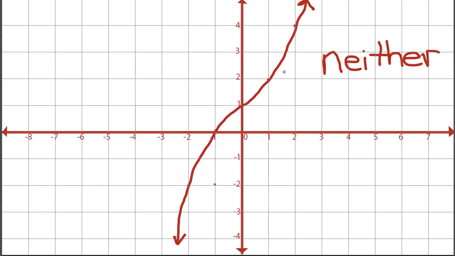So in order to determine even and odd, we simply graph the function in a window that we can see if we have a graphing calculator, or if it's a small enough graph we can do it by hand, and just look at the symmetry to make that decision.